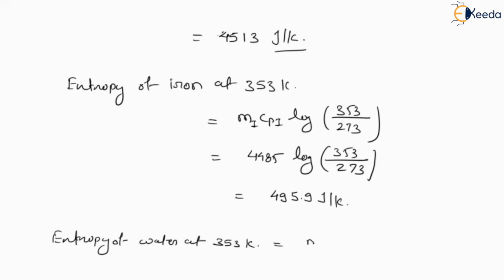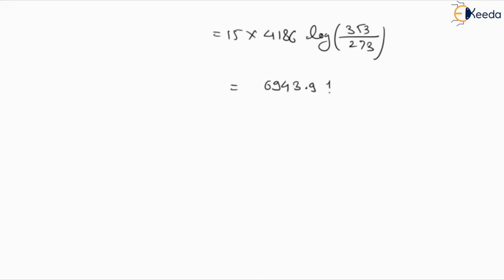So it will be MW CPW log 353 by 273. So this value we have as 15 into 4186 and log 353 divided by 273. So the final value is 6943.9 joule per Kelvin. So these values we have.